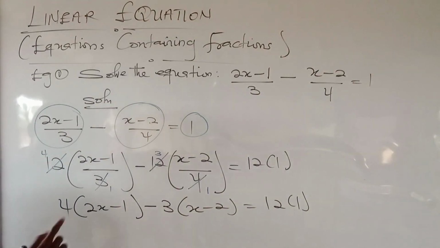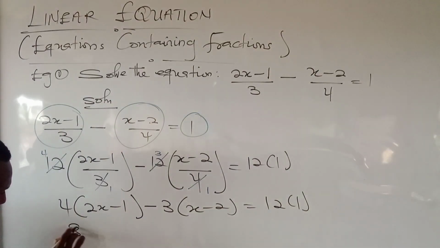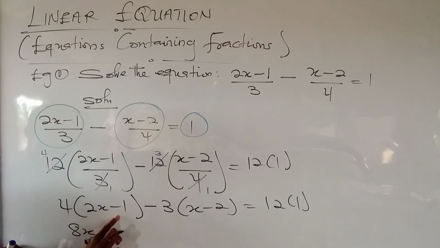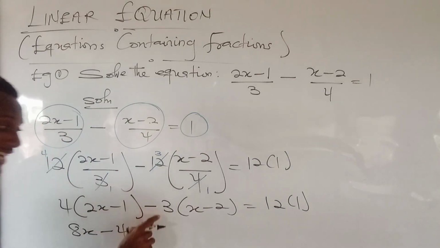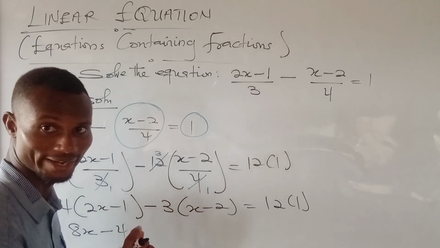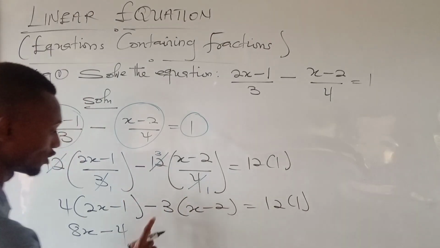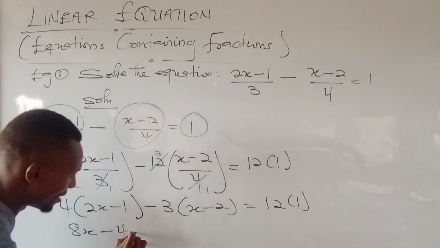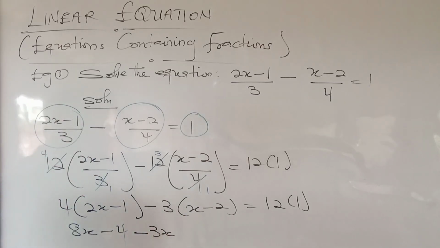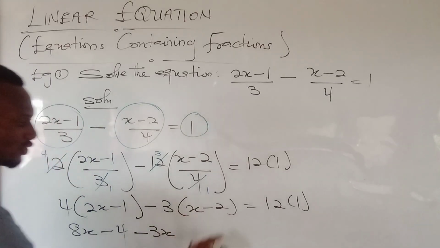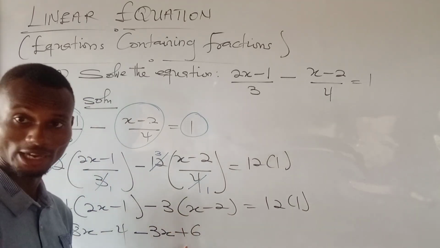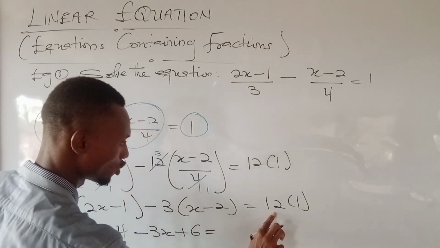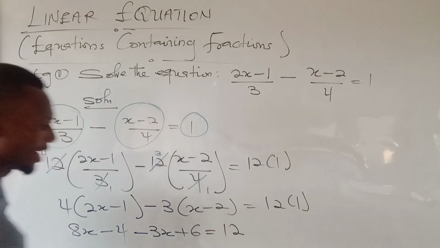So it's going to be 4 times 2s, it will give me 8s, and 4 times negative 1 will give me negative 4. Then the minus 3 will also open its bracket. Note that it is minus 3 that will open the bracket and not 3. So minus 3 times s gives me minus 3s, and minus 3 times minus 2 gives me positive 6, because when negative and negative multiplies, it becomes positive. Equals 12 times the 1 gives me 12. Then write your 12 there.